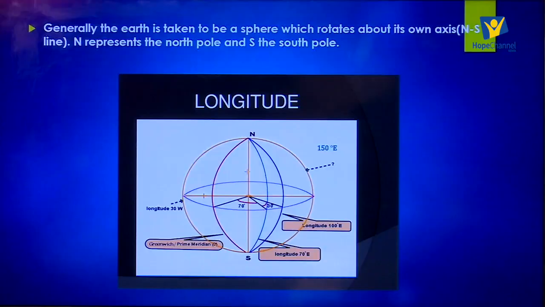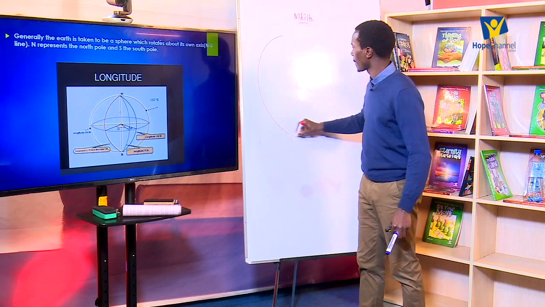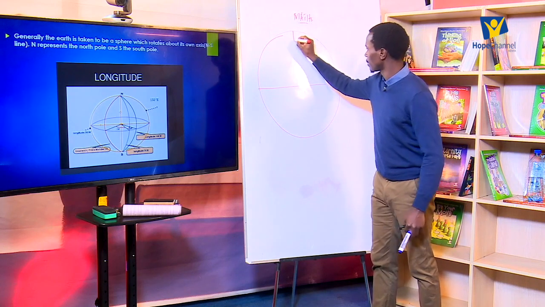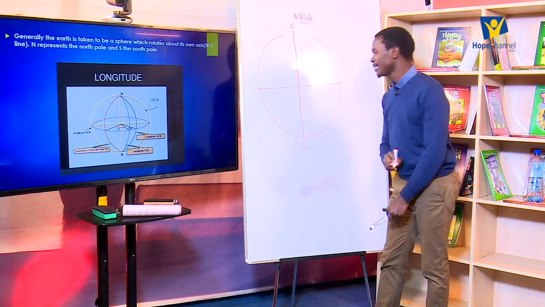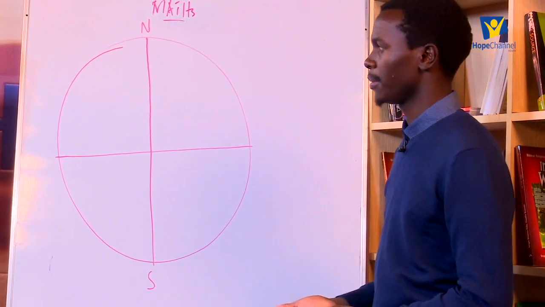Now generally we say that the earth is spherical. From your geography we say that the earth is spherical and it rotates on its own axis, which is usually a north-south line. When we talk of N and S, we mean the North Pole and the South Pole. So we have the earth, and we have the axis, that is the north and south. Now in this case we are assuming that it is a straight line from the north to the south.